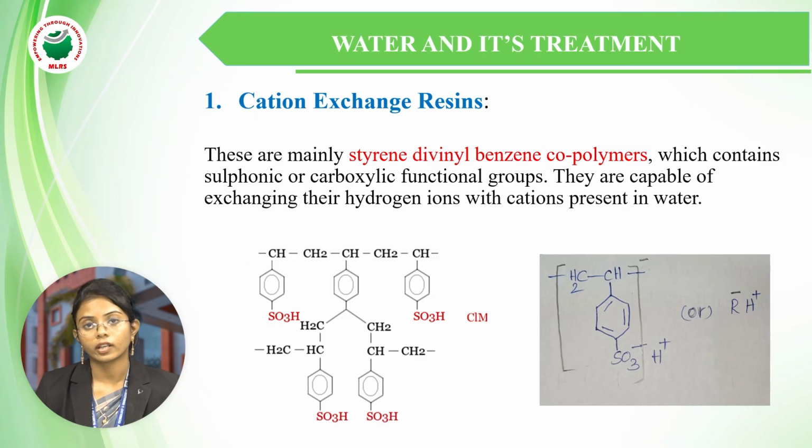What do you mean by cation exchange resin? As we have discussed in the previous slide, it is capable of exchanging the H plus ions. So these are mainly a styrene divinyl benzene copolymer which contains the sulfonic or carboxylic functional group. That means it is having H plus ions, and they are capable of exchanging their hydrogen ions with cations present in the water. So this is the structure of the cation exchange resin.